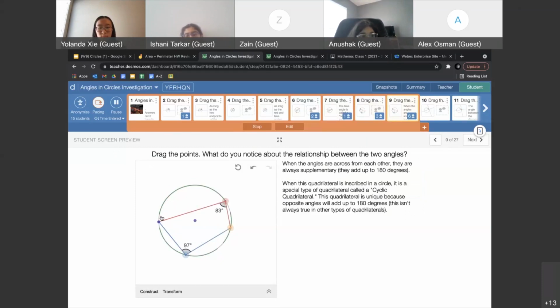So this is unique because opposite angles will always add up to 180 degrees, which isn't always true with other types of quadrilaterals. So make sure to note that down too.